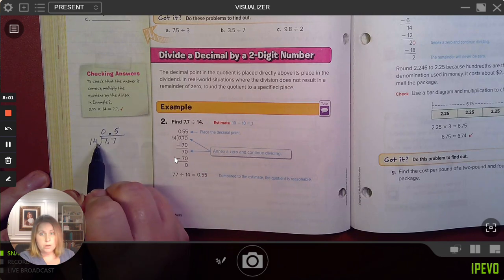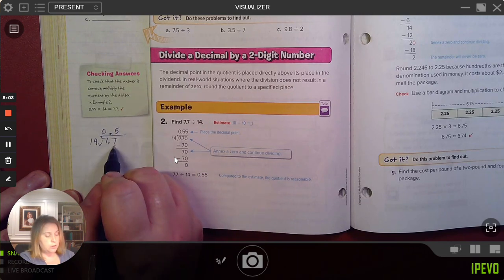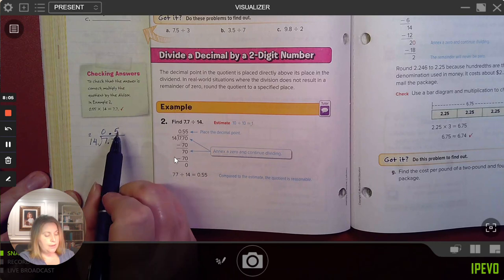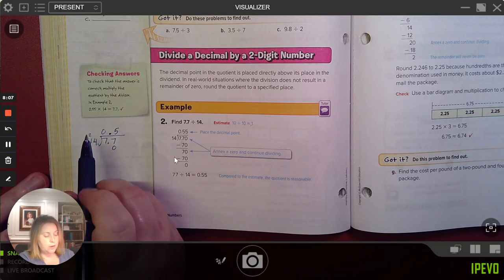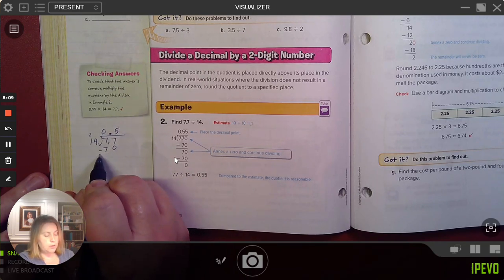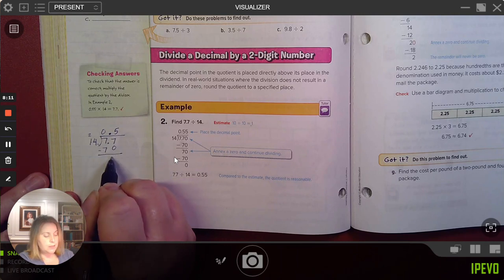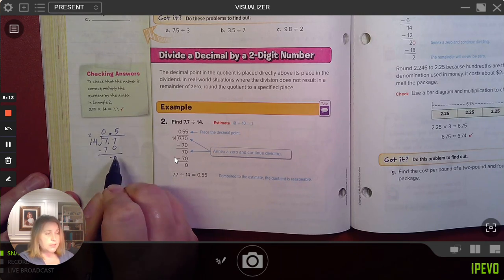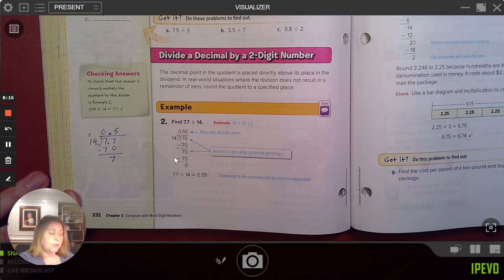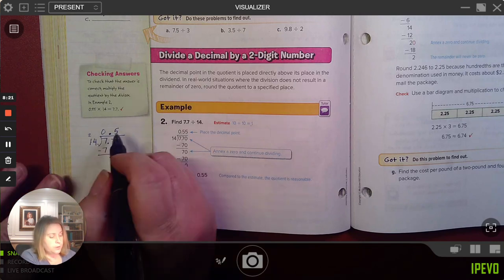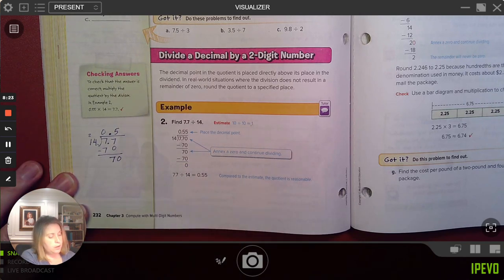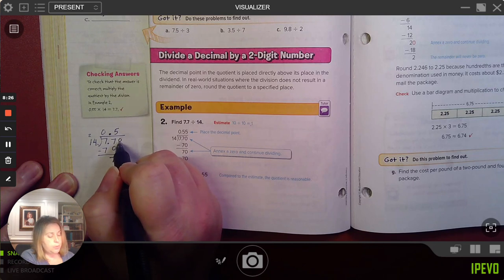5 times 4 is 20. I write the 0, carry the 2. 5 times 1 is 5, plus the 2 I carried is 70. So then I subtract. 77 minus 70 is 7. Now I don't have any digits to bring down, so I want to annex a 0. So put a 0 here, put a 0 here, and then bring it down.